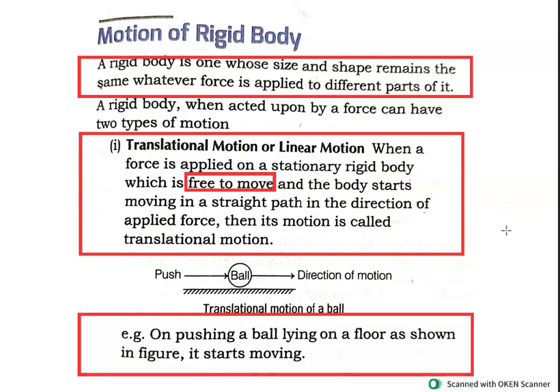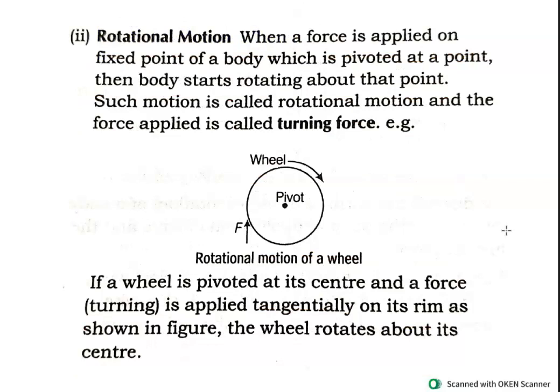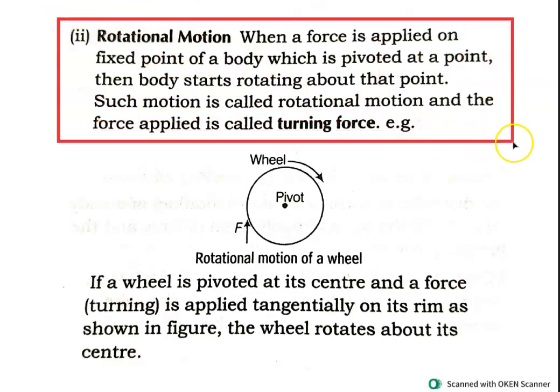Another kind of motion possible for a rigid body is rotational motion. Now, rotational motion takes place for an object when it is pivoted at a point. So, when a force is applied on a fixed point of a body which is pivoted at a point, the body starts rotating about that point. Such a motion is called rotational motion and the force applied is called turning force.